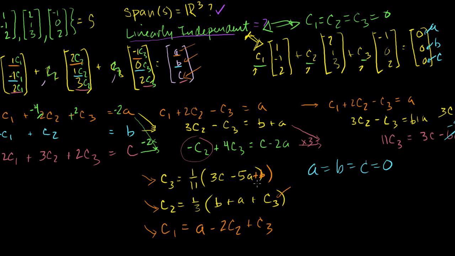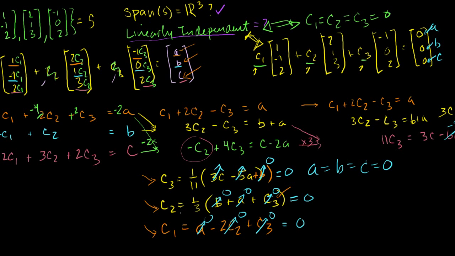Well, if A, B, and C are all equal to 0, that term is 0, that is 0, that is 0. You have 1/11 times 0 times 0 minus 0 plus 0. That's just 0. So C3 is equal to 0. We already know that A is equal to 0 and B is equal to 0. C2 is 1/3 times 0, so it equals 0. Now, what's C1? Well, C3 is 0, C2 is 0, so 2 times 0 is 0. So C1 is just going to be equal to A, which is 0.